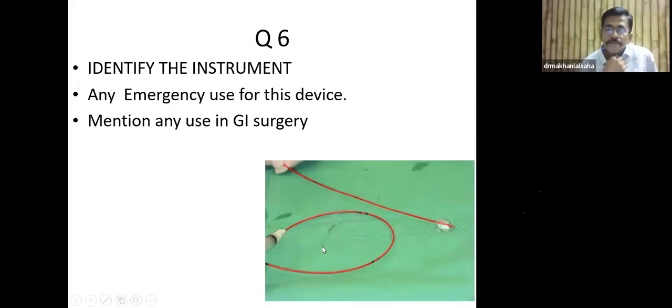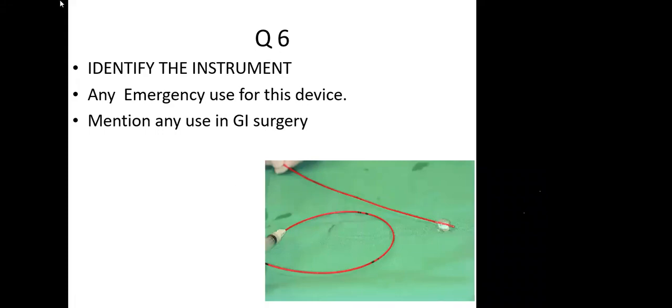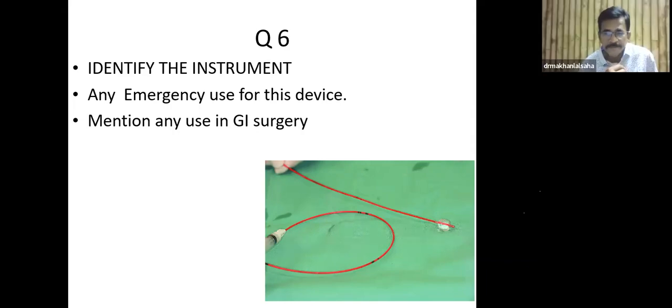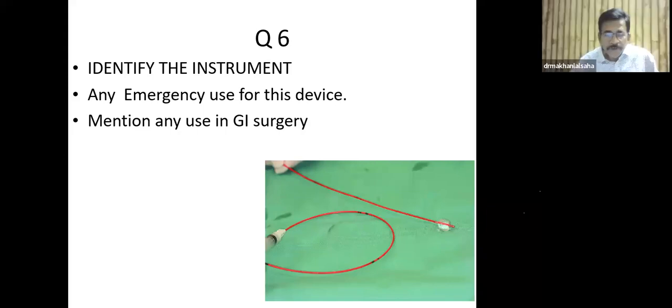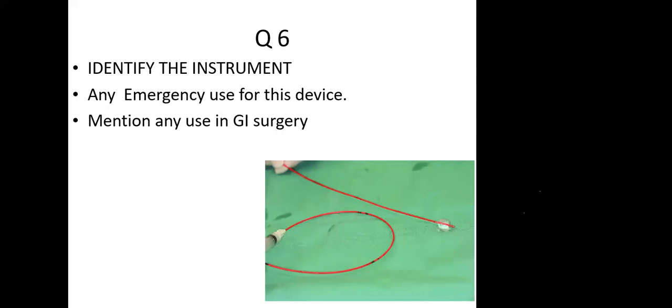Sir, this instrument is a Fogarty balloon catheter. The emergency use for this is to remove the clots in the blood vessels, sir. So it is for therapeutic embolectomy. Yes. Mention any uses in GI surgery during the CBD exploration. In the CBD stone, we can use it to remove the stones from the CBD, sir.